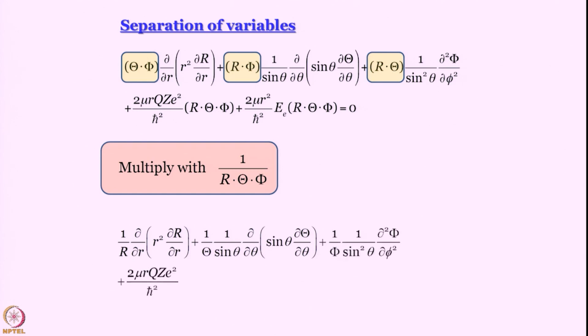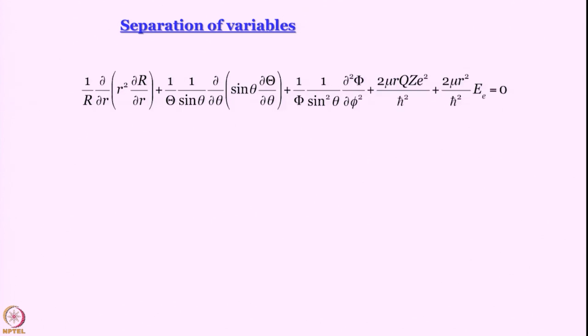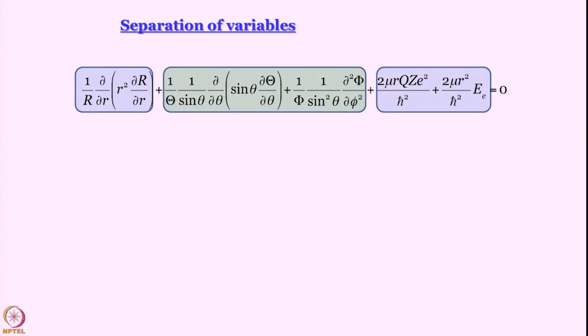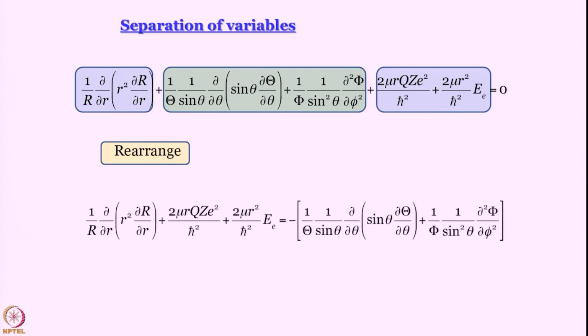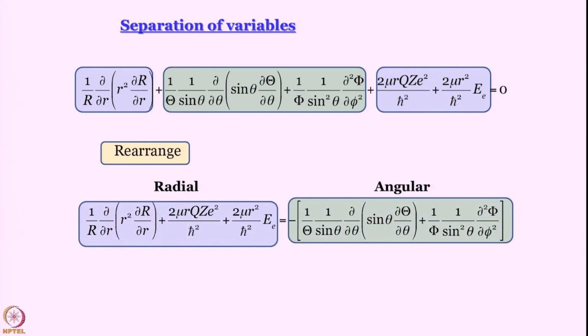I am not going to read out everything here. This is what you get, and now have a look. Well, I have written it a little more neatly here. Now see, these are the terms in R, no theta, no phi. These two terms are in terms of theta and phi only, no R. These are equal to 0, rearrange a little bit, these are equal to each other, but the left hand side is in terms of R, the right hand side is in terms of theta and phi, they are independent coordinates.